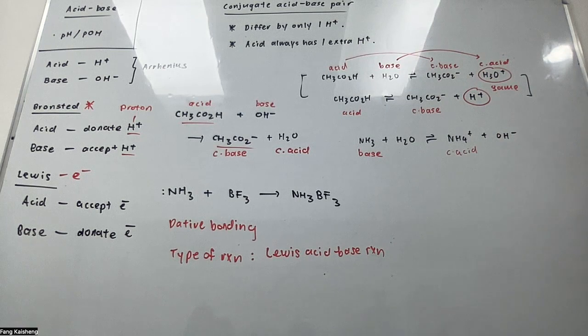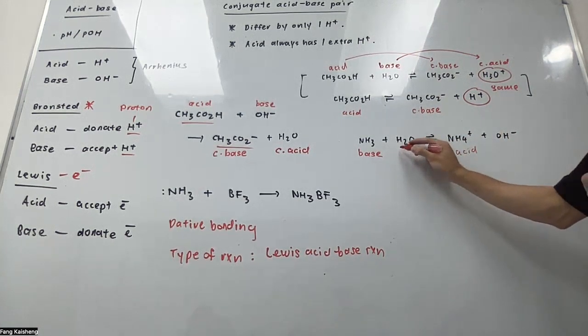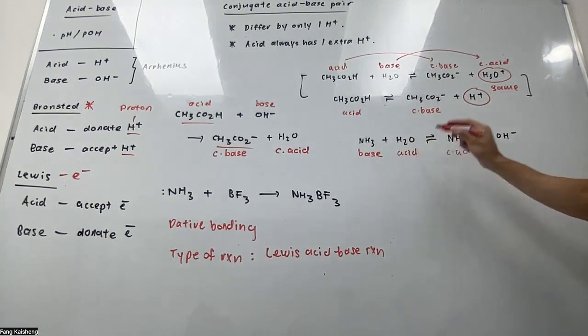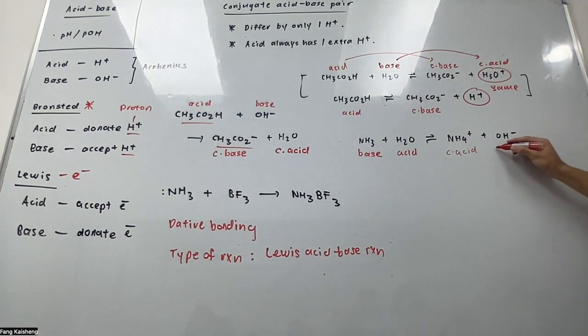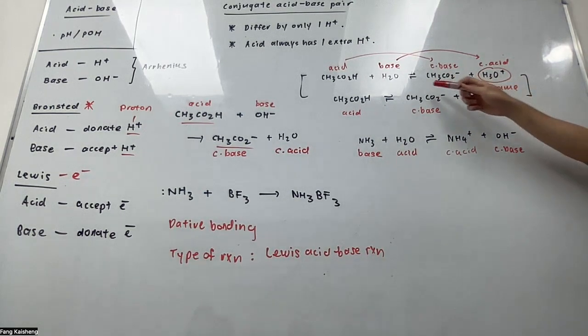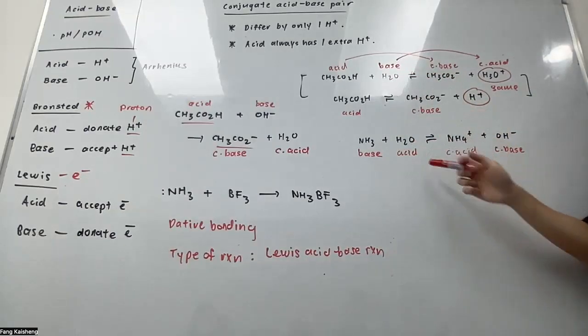Conversely, water now can act as a what? An acid. If it's the acid, then OH minus must be its conjugate base. So I want you to take note: water in the scenario just now is acting as a base, but now it's acting as an acid.